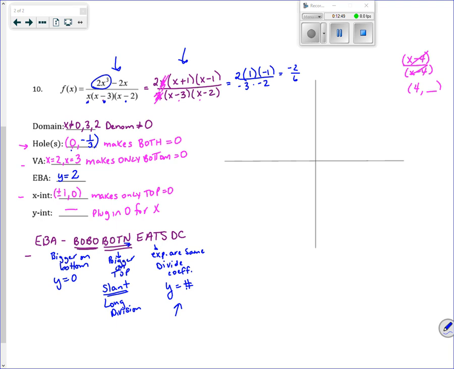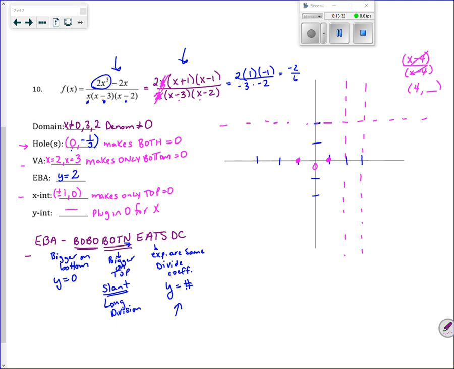Now let me do my problem. Well, I'm going to have VAs. I'll just do marks here so we can kind of count those. Okay, so what do I got? I have a hole at 0, negative 1/3, so I'll just put a little, I've got the definite over there. I have a VA at 2 and a VA at 3, so I'm going to have something real skinny in there. I have an x-intercept at 1 and negative 1. And I've got a HA at 2.